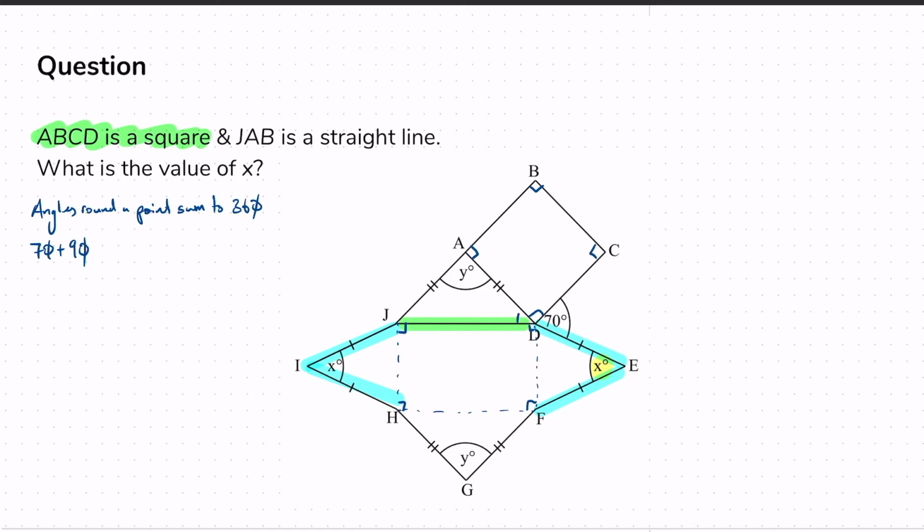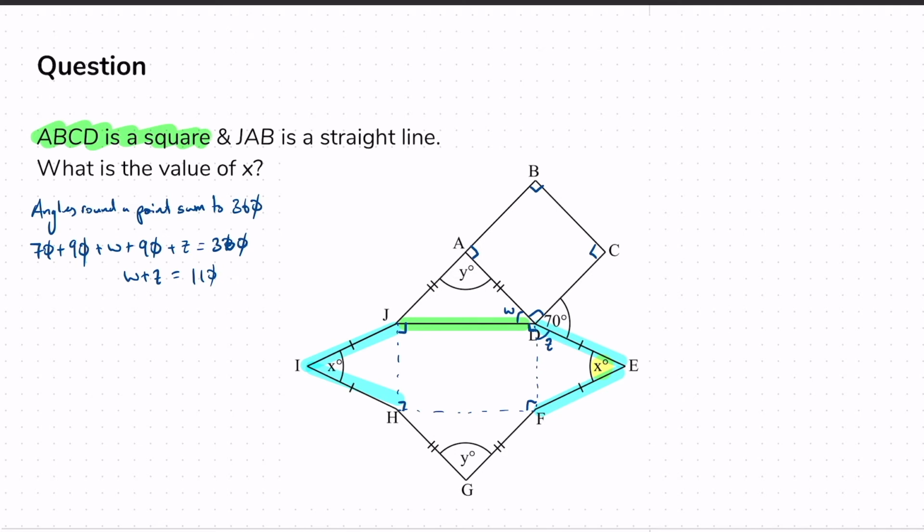And then we've got an angle in here. Let's call this W. This angle here, well, that's 90. And then we've got this angle in here. Okay, let's call this Z. And that's equal to 360. So 70 plus 90, 160. 160 plus 90 is 250. So W plus Z equals 360 take away 250, which is 110.